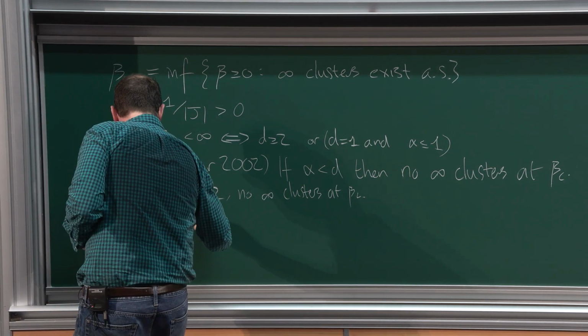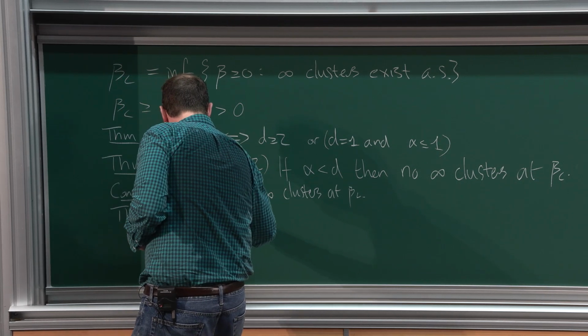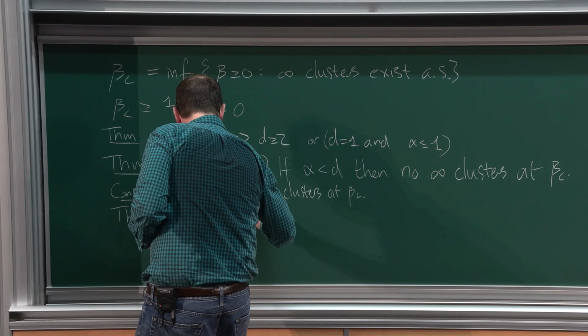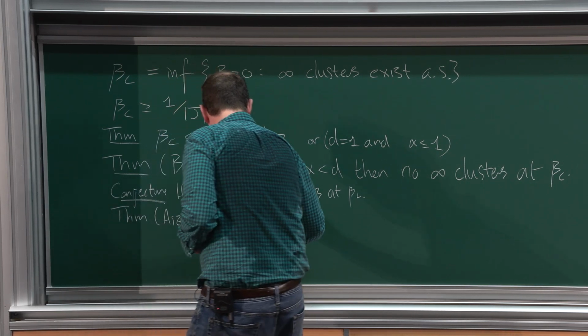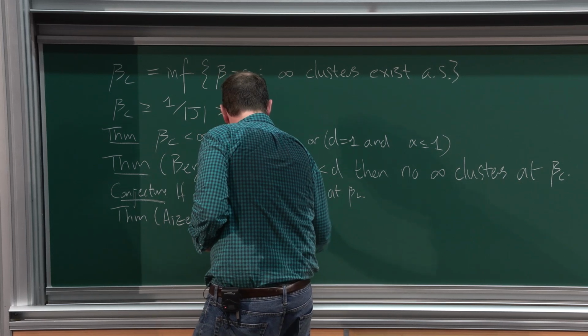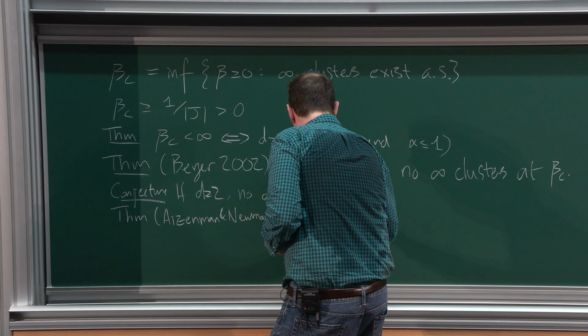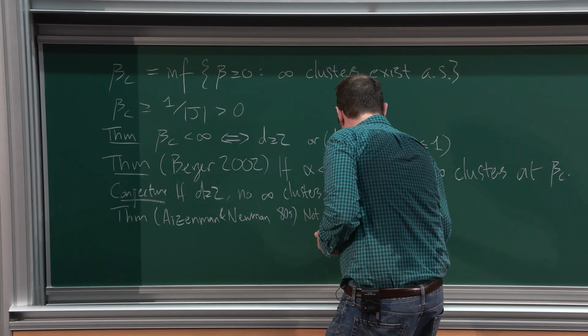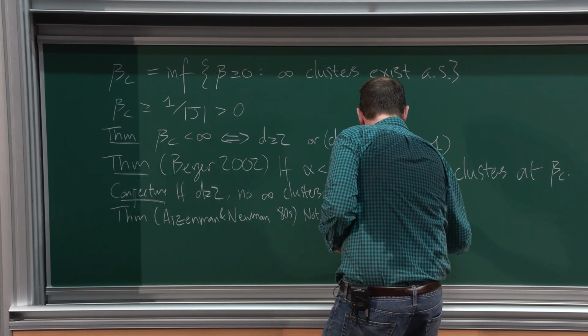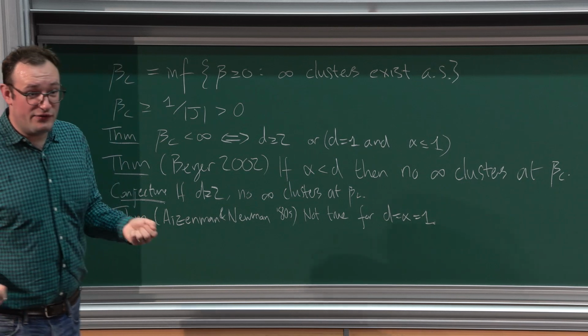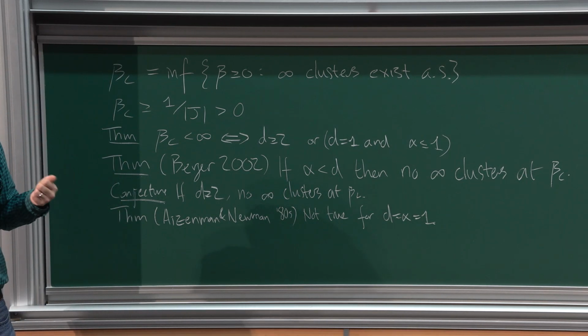it's a theorem of Aizenman and Newman from the 80s that this is not true for d equals alpha equals 1. So when d equals alpha equals 1, beta c is finite, but you actually already have an infinite cluster at the critical point. So this is what we call a discontinuous phase transition.